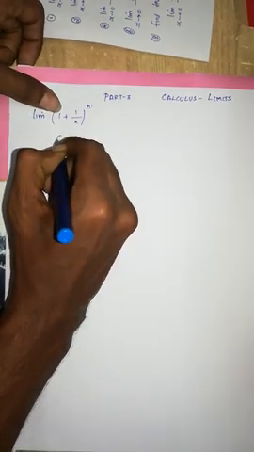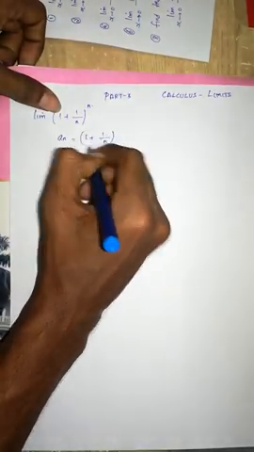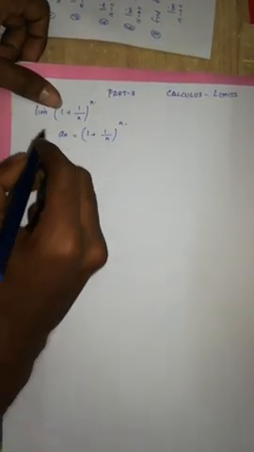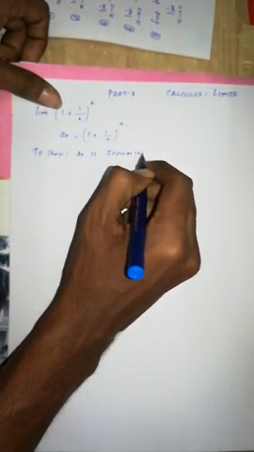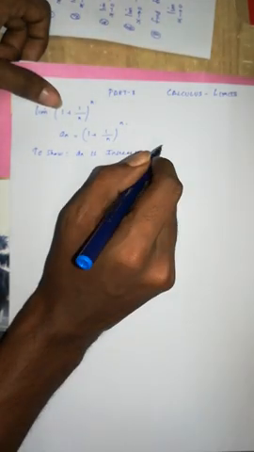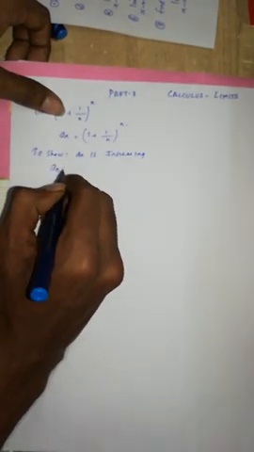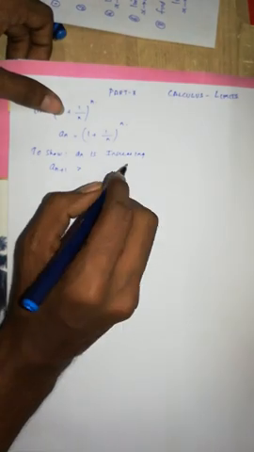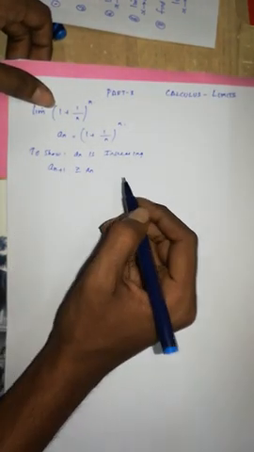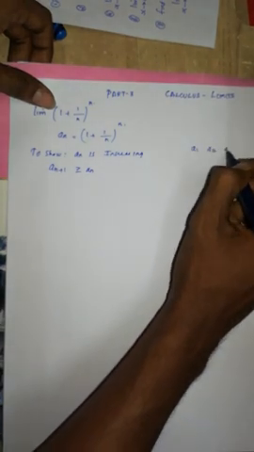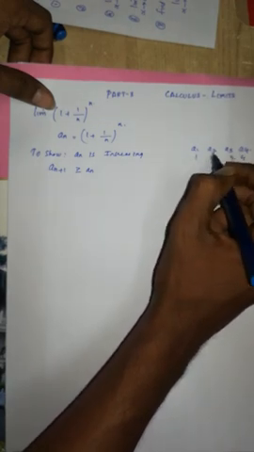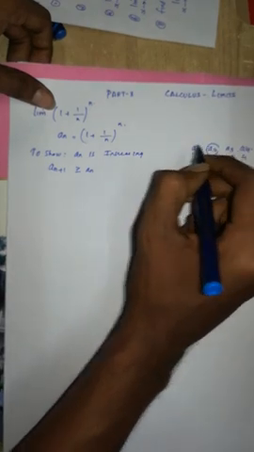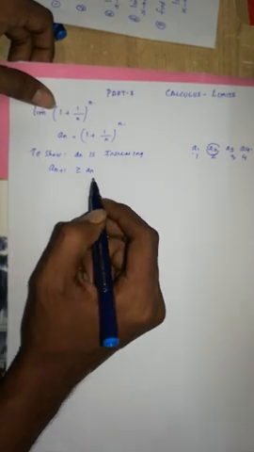Now to show it is increasing, I am first taking this as an. So an is (1 plus 1 by n) whole power n. Now I need to show that an is an increasing sequence. Since every sequence is a function, we can think of it this way. So an is increasing, that is, we need to show an plus 1 is greater than an, right? Because I have a1, a2, a3, a4. If it is an increasing sequence, for example, I have 1, 2, 3, 4, which means this value will always be greater than the previous value. So I have to prove an plus 1 will be greater than or equal to an.